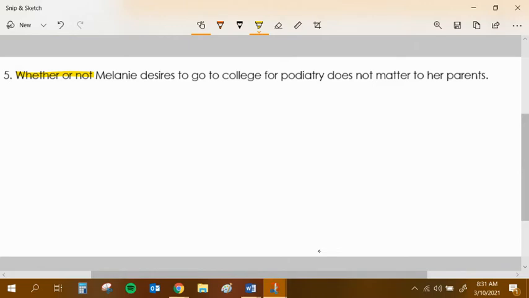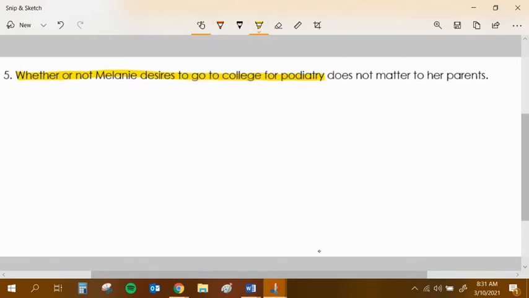But let's think about where this noun clause ends. So it starts the sentence, so it must end somewhere. So Melanie desires to go to college, but it's also college for podiatry. And then it goes into does not matter to her parents. This is where I hear this natural break. And this is where oftentimes people try sliding in a comma, but we know that's not going to happen.